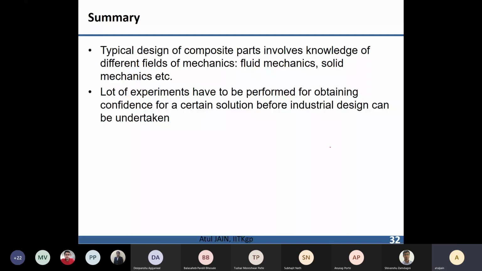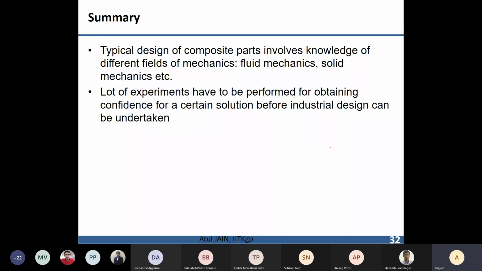Okay. So this is my summary. Typical design of composite parts will involve knowledge of different fields of mechanics. You need to know fluid mechanics, solid mechanics, manufacturing of composites, mechanics, etcetera. And you have to do lots of experiments before you have confidence for a certain solution. If somebody tells you that a part has been designed only by simulations, and by simulation he is very confident that the part will not fail, then you are best advised not to trust that person.